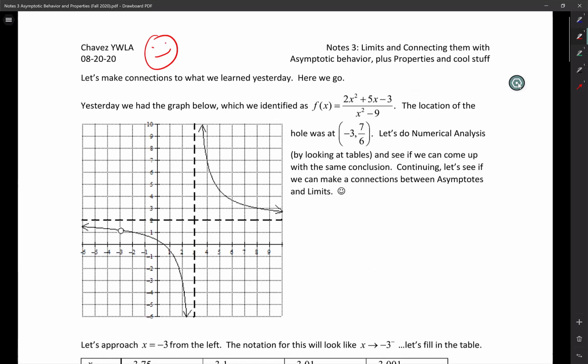This is limits, connecting asymptotic behavior plus properties and cool stuff. I didn't put a hashtag. Maybe next time I'll put a really cool hashtag.